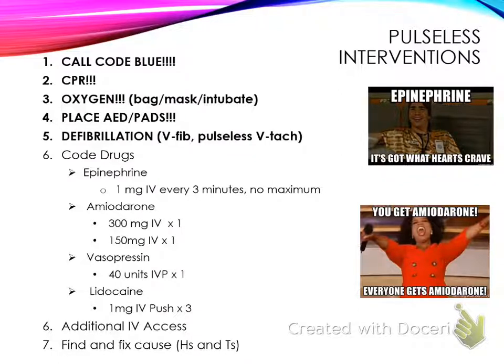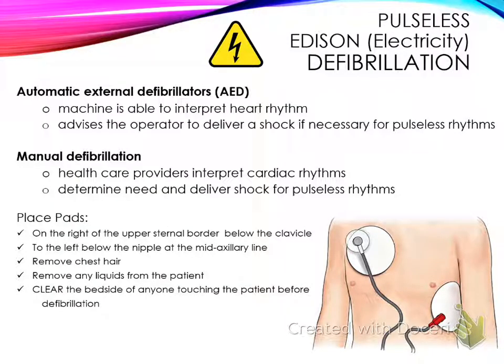So dead people get defibrillation. You also notice that this is the only time Edison comes before medicine, is when they're dead. If they are alive, we're going to try medicines first before we do electricity. But if they are dead, electricity first. But your job is CPR and oxygen and getting pads on to do an early defib. And then the rest of it is basically just fix the problem. So the defibrillator, you probably have done this in sim already, so I'm not going to go over it, but that's just to remind you of what defibrillation is.